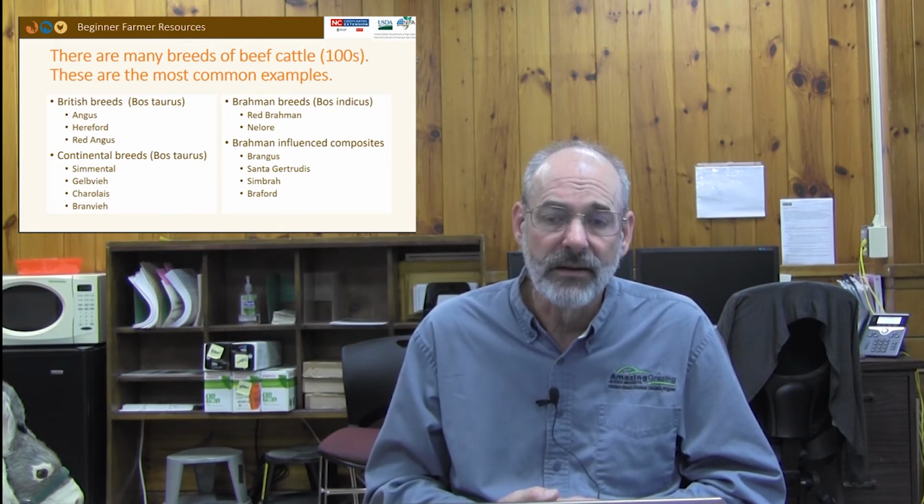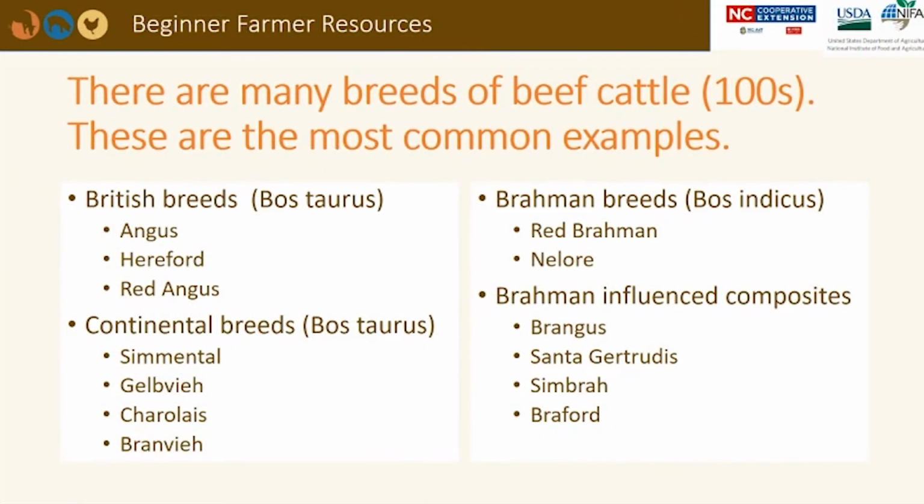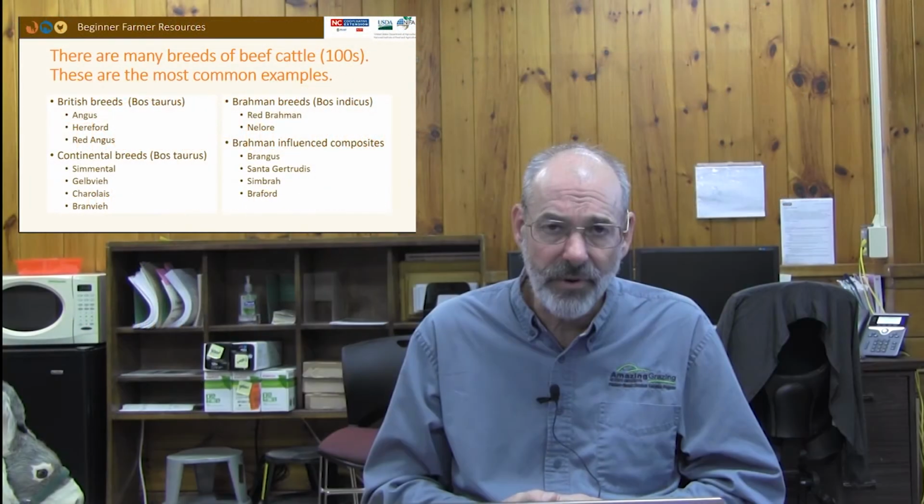And then Nelore are the large white, grayish white Brahman type cattle we'll see a lot down in Brazil and in Central America. Now what's more common in the United States are what we call Brahman influenced composite breeds. And these would include Brangus, that you might imagine is a Brahman and an Angus crossed together. Santa Gertrudis is a composite breed made up of Shorthorn and Brahman, Simbra, Simmental and Brahman, Brahford, Hereford and Brahman.